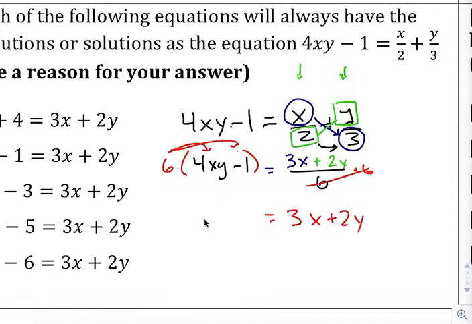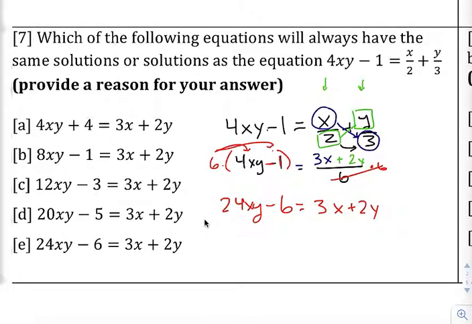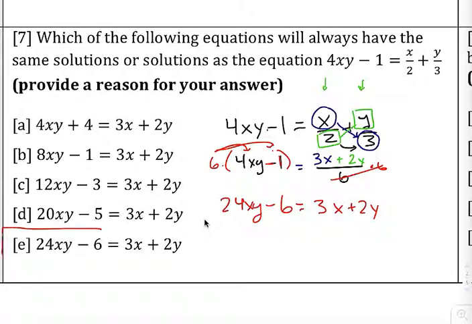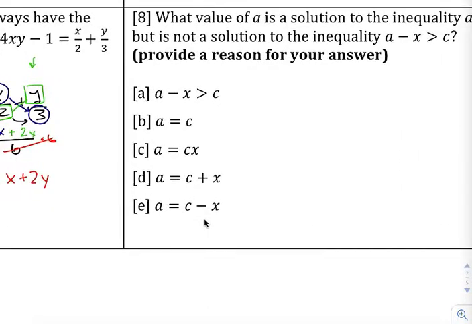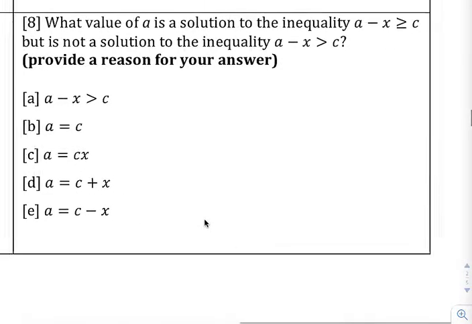But here we have to distribute again because we're subtracting 1. So 6 times 4xy is 24xy. Then 6 times negative 1 is minus 6. So 24xy minus 6 is equal to 3x plus 2y. We talked through the problem, but again, just do the algebra. That would be my advice on the ACT. Don't try to substitute in numbers or guess and check. Just do the algebra.